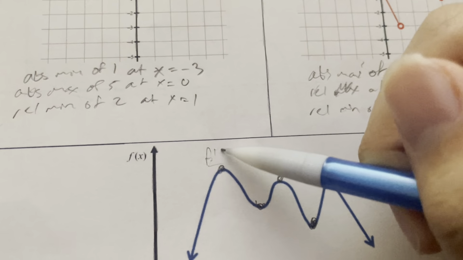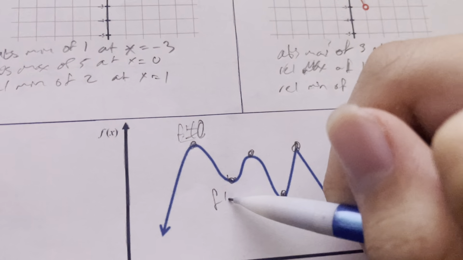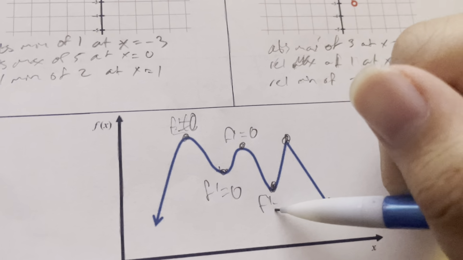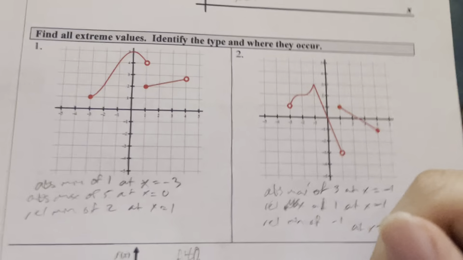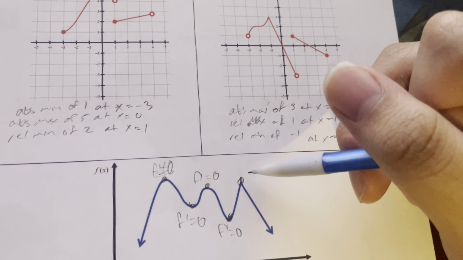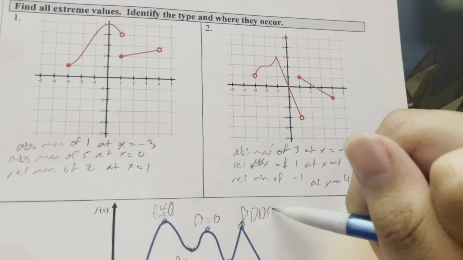So going back over here, horizontal tangent line, so we know that f prime equals 0. Same thing, f prime equals 0, f prime equals 0, and f prime equals 0. Now here's different. It's a sharp point right here, and right here, f prime does not exist.